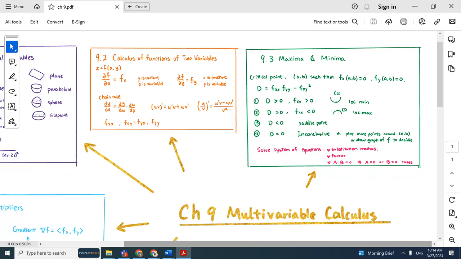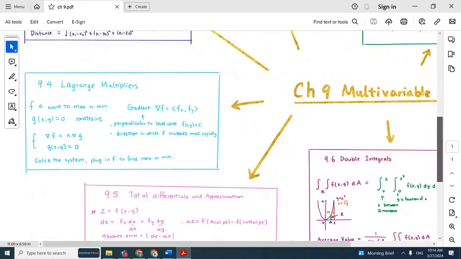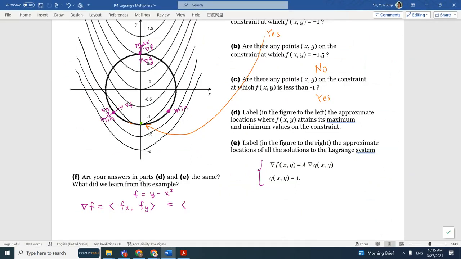Do you remember that? But with Lagrange multiplier, do you need the second derivative? No, only the first partial derivative. And you're doing this system. So it's a different system. You don't set f_x or f_y equal to 0. Okay, you don't set it equal to 0. You set gradient of f equals lambda times gradient of g, and also the constraint.